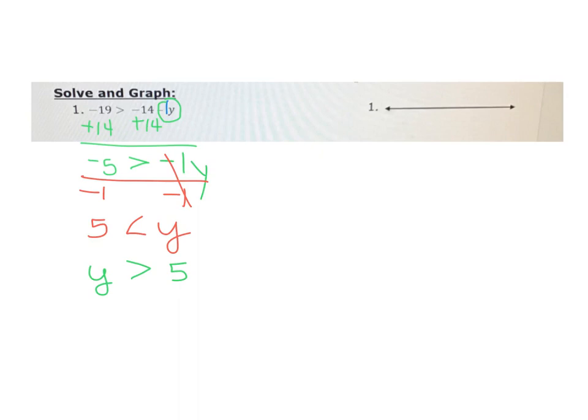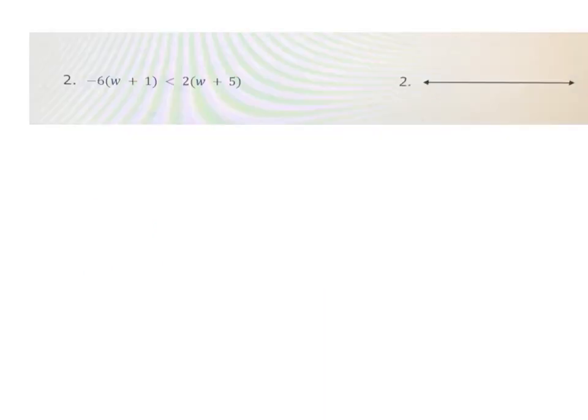So the way we graph that, we should have a 0 in the middle. We should have my positive 5 and its opposite, negative 5. Okay, greater than means an open circle, and then greater than means bigger. So I want to shade to the right. So there's number 1.